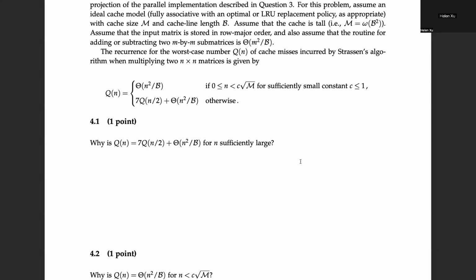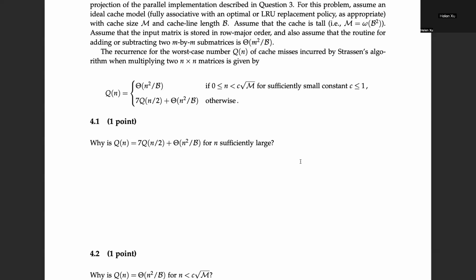The second part is the recursive piece. There are 7 submatrix multiplies. For each of them, the side length is halved, so that's n over 2. And then this plus n squared over b is for the matrix addition and subtraction to combine the products.